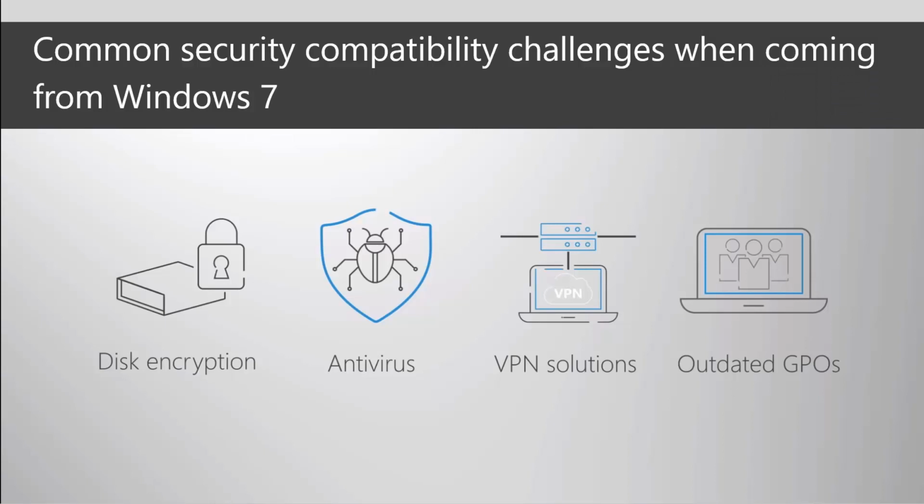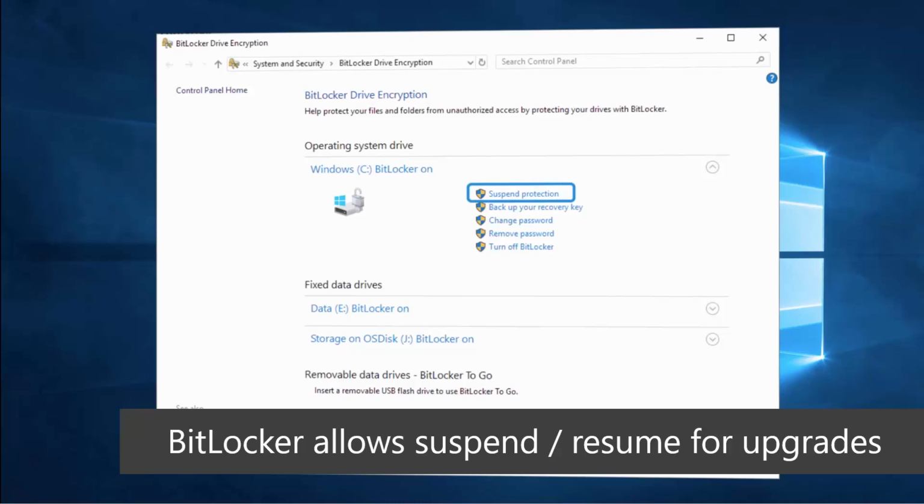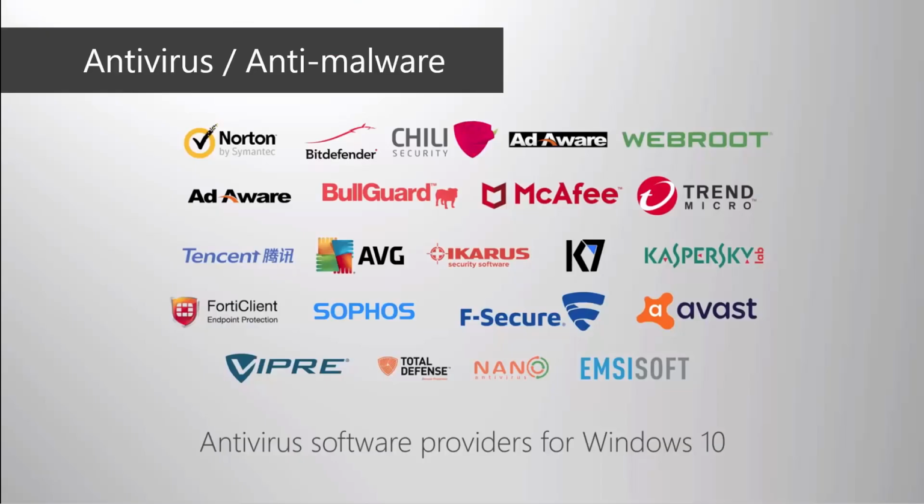Again, the things that you'll want to look at from a compatibility perspective are disk encryption, antivirus, and VPN. One other thing to note is GPOs, so group policy objects that you might have authored or been moving forward since older versions of Windows may not work in a Windows 10 environment. Disk encryption-wise, the reflect drivers switch as part of setup might be an option depending on which disk encryption you use if it's not BitLocker. But with BitLocker, the nice thing is you can actually suspend and resume BitLocker for upgrades, so it's a lot easier to use as part of the Windows upgrading process.